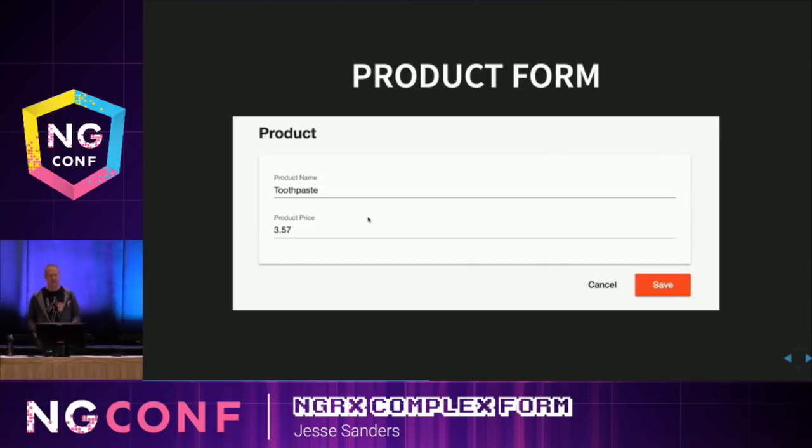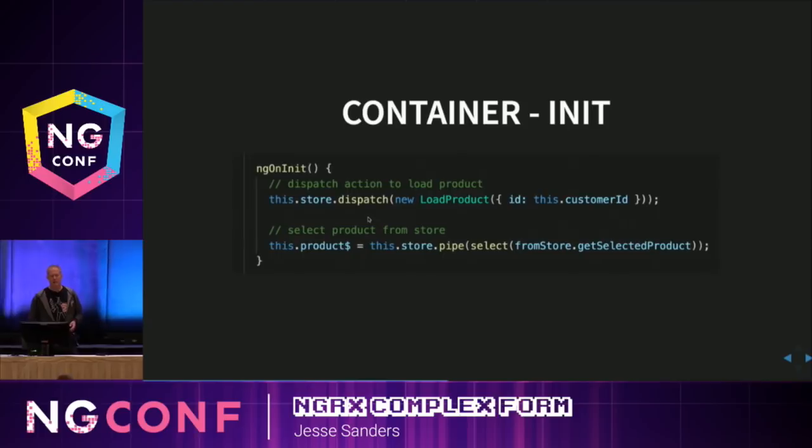This is a really simple example. We have two fields here. We have a product name and a product price. So nothing too complicated. Now on the container init, what we talked about is what containers' responsibilities are: the container is responsible for loading data, dispatching to the store, and then doing selectors to grab that data. So on our init here, we're going to go ahead and dispatch our load product, and we're going to be giving it our customer ID.